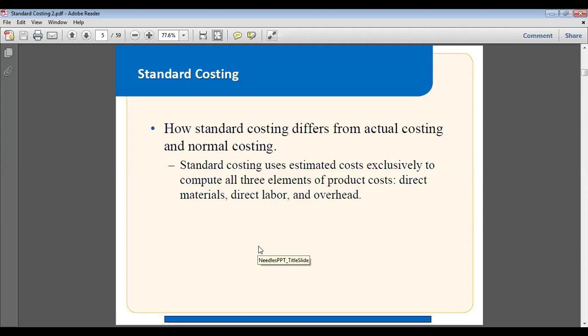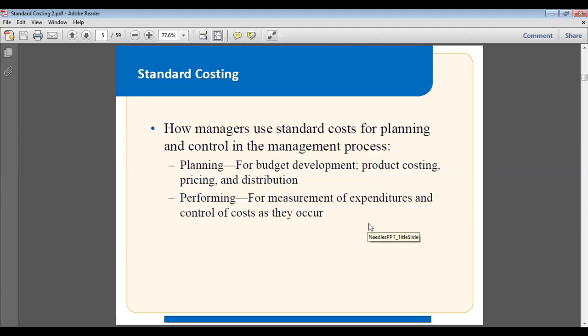So standard cost uses estimated cost exclusively to compute all three elements of product cost: direct material cost, direct labor cost, and overheads. Then, how managers use standard costs for planning and control in the management process.